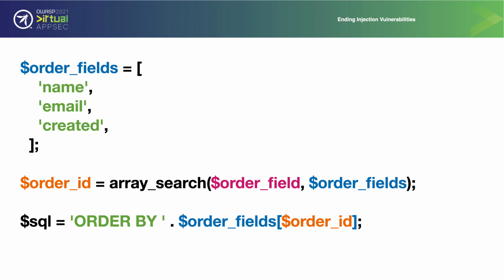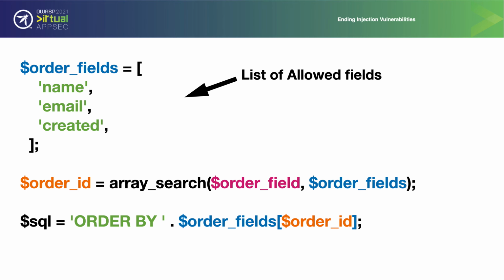Well, we have to have an allow list, as in only these fields are allowed to be sorted by. This is good practice anyway, irrespective of this talk. So you have your allowed list. Use the array_search function to get back the ID of that element. The order field is defined by the user, and we look through that array for what the user said they want. If it matches, we get back an ID.